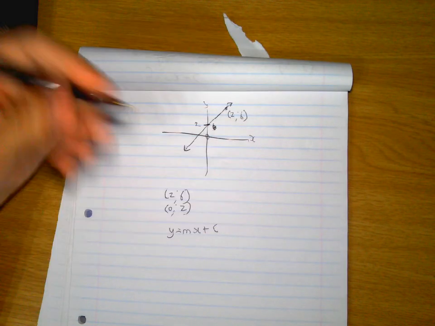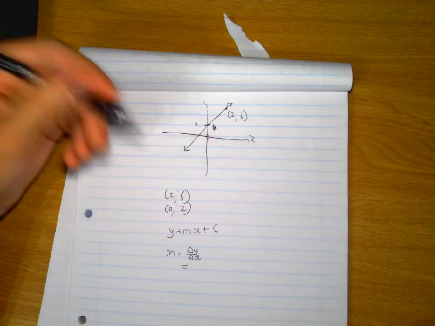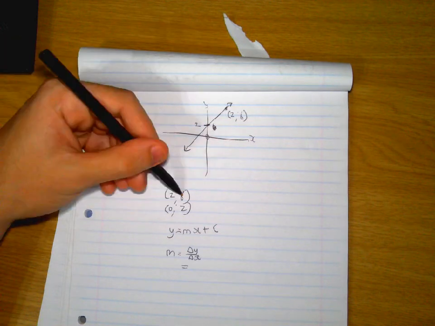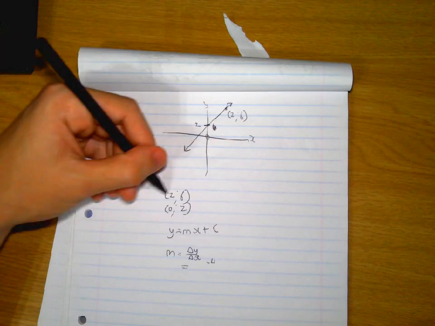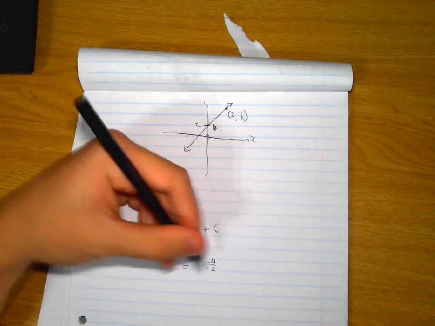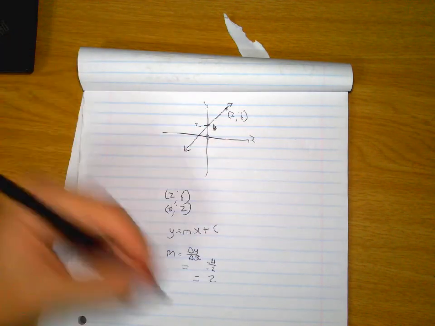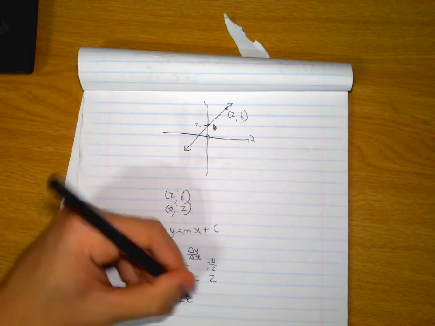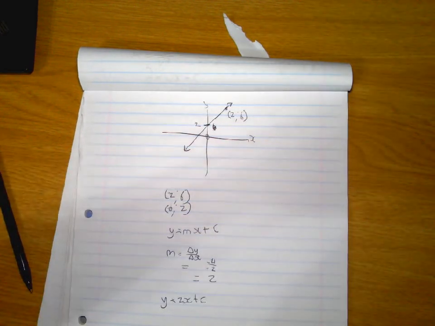Alright, so m is change in y over change in x. Well, how does y change? Well, y goes down by 4. And in this case, x goes down by 2. Negative 4 divided by negative 2 is positive 2. So that's my gradient. So y equals 2x plus c. Now in this case, it's easier to do this not so formally, so without substitution.